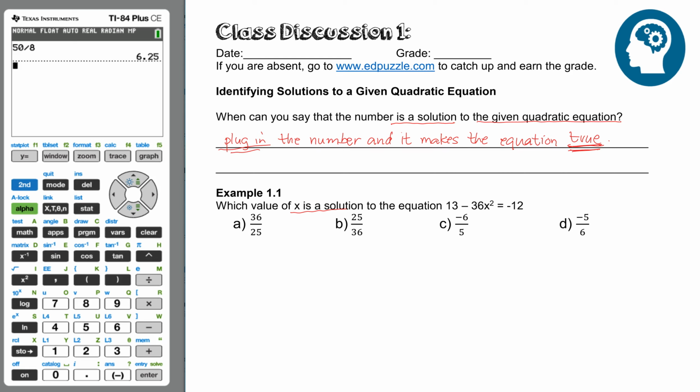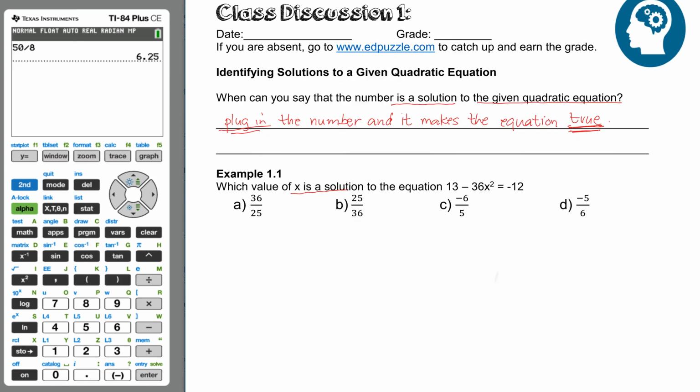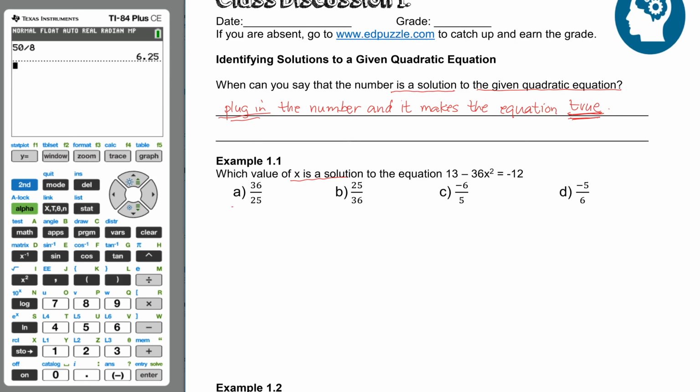So what we can do here is we try out every number. So let's try A, whether it works. If you see x, you plug in the value for x. So we have here 13 minus 36 times 36 over 25 squared equals negative 12. So we are trying to verify whether it works. What you can do here is just enter this in the calculator. So we have 13 minus 36 times 36 divided by 25 squared.